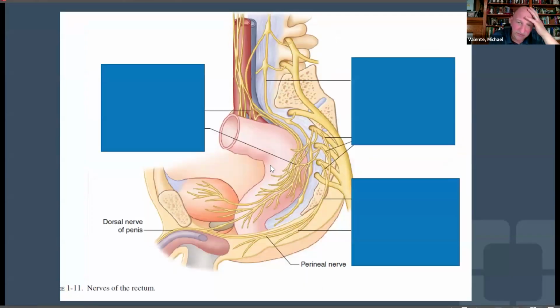These are pictures that I show my fellows at the beginning of the year. And actually, I think I might show them this at the end of the year too, to see how much they remember from the beginning of the year.